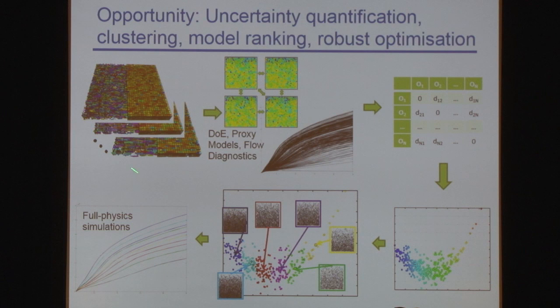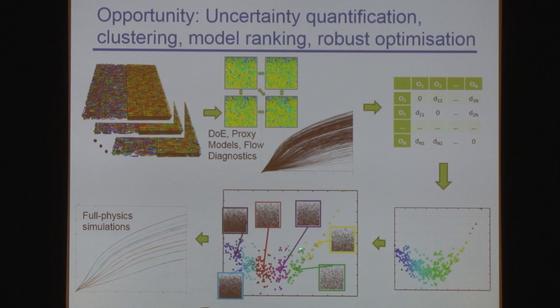Considering that we have different geological realizations of the fractures and the rock matrix, and different simulation approaches, we can then define a proximity matrix that tells us how closely related the different realizations are. Then we combine this proximity matrix with multidimensional scaling to see how closely the model responses are related to each other. Then we apply some clustering to say, well, this region corresponds to a certain fracture network, and the green region corresponds to a different fracture network.